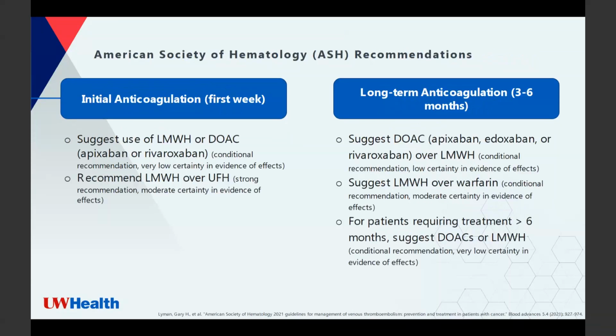Finally, the ASH guideline recommendations. For initial anticoagulation during the first week, ASH guidelines recommend use of low molecular weight heparin or DOACs and specifically recommend apixaban or rivaroxaban. They also recommend low molecular weight heparin over unfractionated heparin for initial anticoagulation. For long-term anticoagulation, which they define as 3 to 6 months, the ASH guidelines recommend DOACs, specifically apixaban, edoxaban, or rivaroxaban, over low molecular weight heparin. They also recommend low molecular weight heparin over warfarin, which is consistent with previous recommendations.